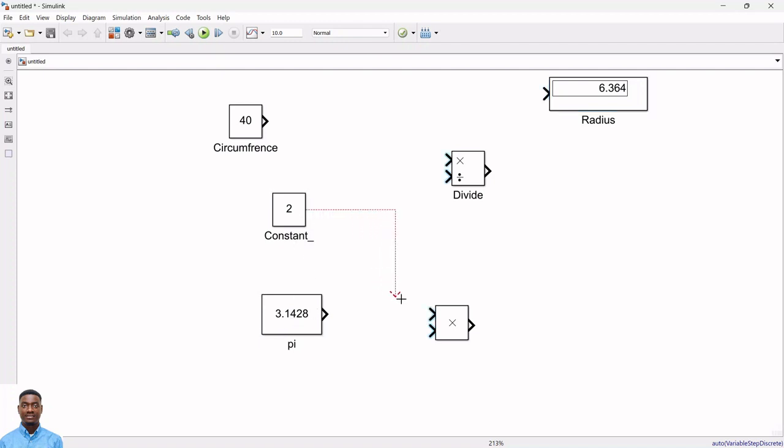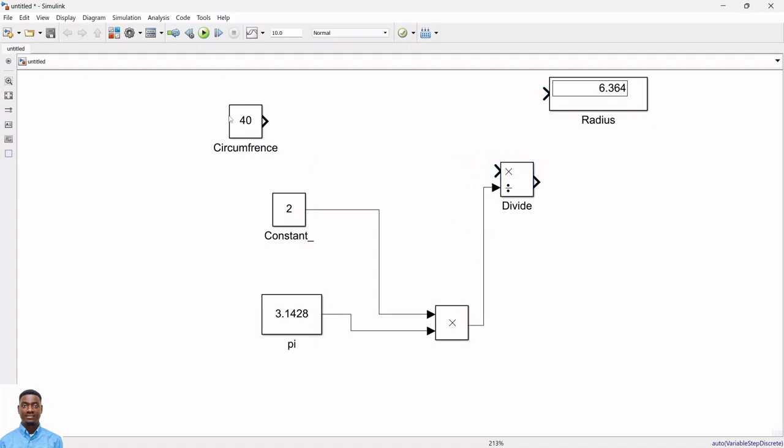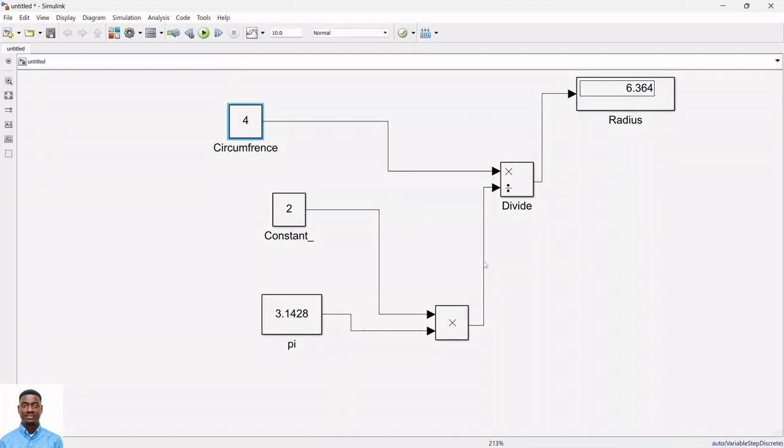So I need to multiply these two using this product block here. And the output of this product would come into this division input channel. And the circumference here will now come here. So what that means is the circumference here divided by 2 times pi. So the product here, I'm putting it into this display block here. And if you put any circumference here, let me say I put 4 there, and I run this simulation, the value I have here is the radius of that circle.